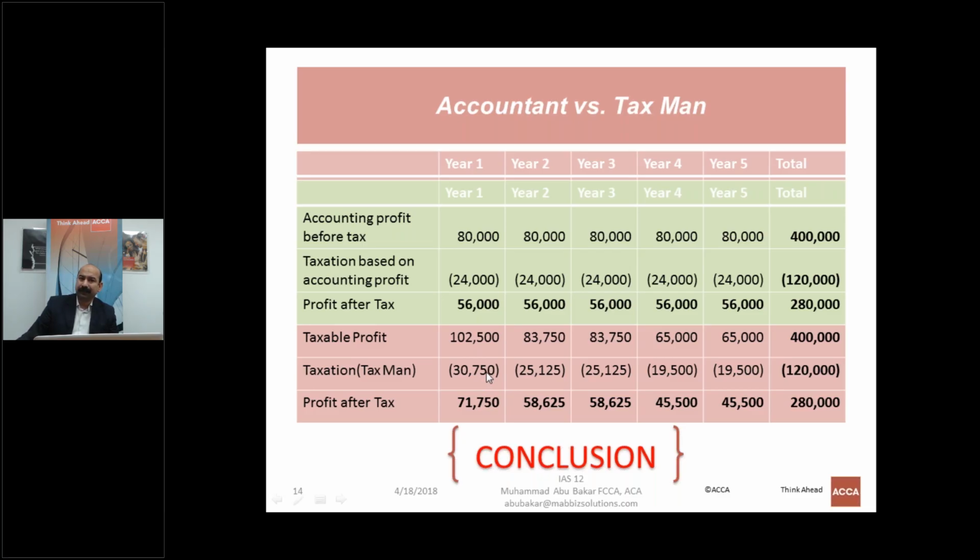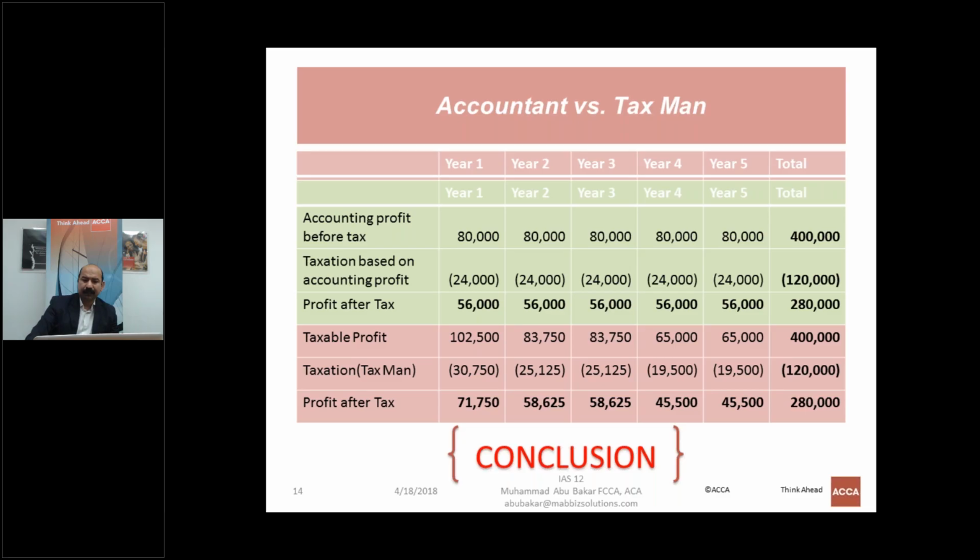from year to year, and that difference we know is because of the difference in the pattern of charging of depreciation. So here you can see that this is the profit after tax from the tax person point of view, and this is the profit after tax from the accounting point of view. And likewise, you can see that from the accountant, almost constant profit after tax is appearing. This is just because we have assumed figures in a way. And here you can see 58,000, then 58,000, 45,000, 45,000.